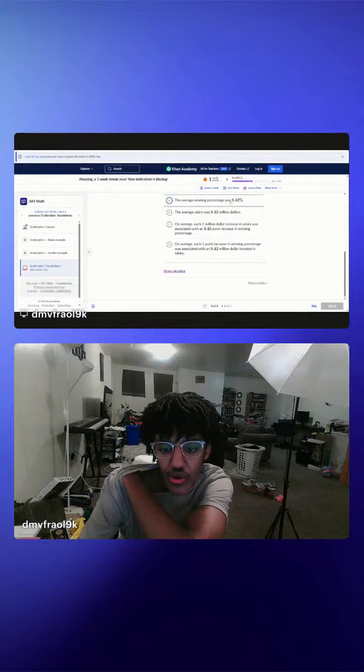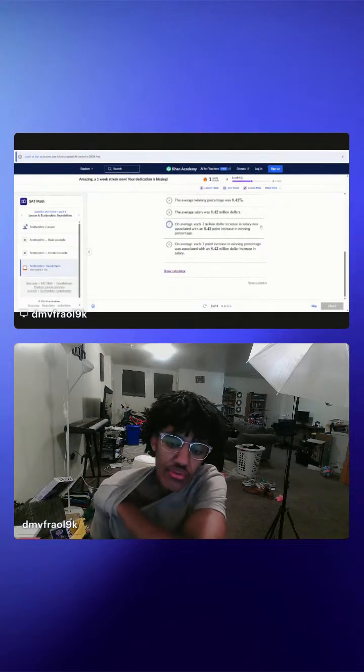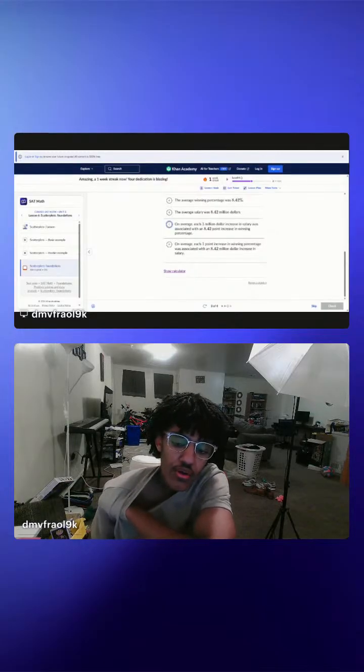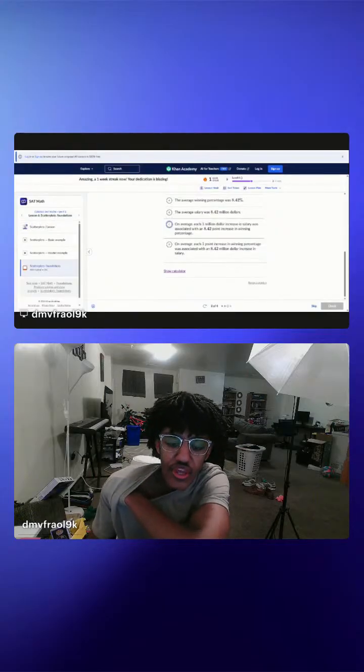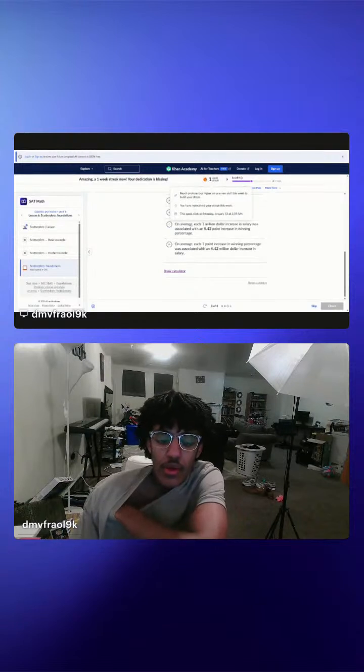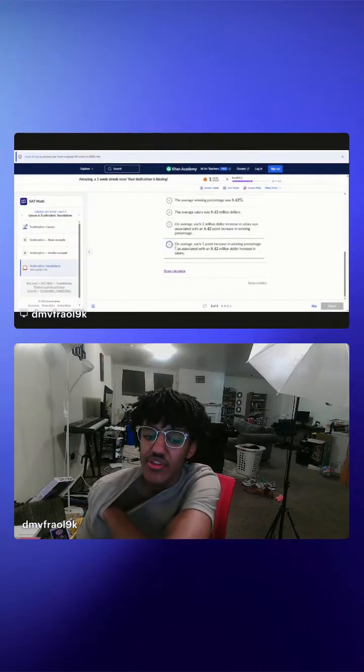The average winning percent was 8.42%. The average salary was 8.42 million dollars. On average, each $1 million increase in salary was associated with an 8.42 point increase in winning percent. On average, each 1 point increase in winning percent was associated with an $8.42 million increase in salary.